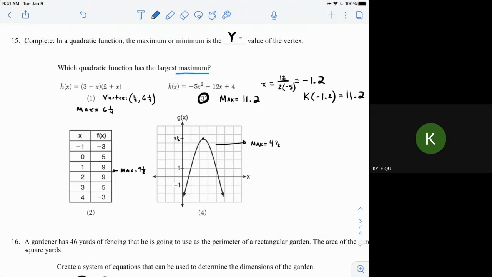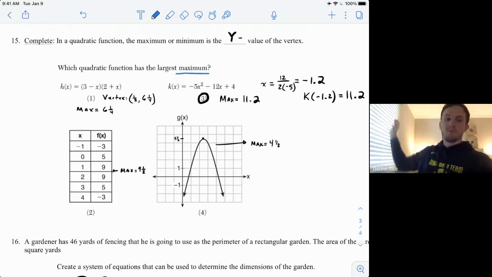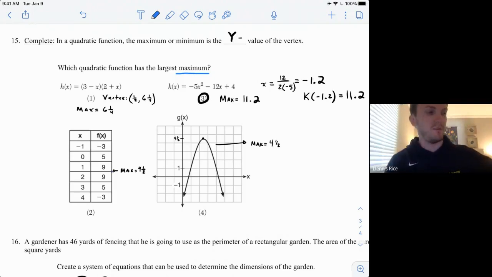Maximum is the highest y value in the quadratic, and minimum is the lowest. The vertex is always going to be a max or a min. It's a max if it's that sad face, and a min if it's that smiley face. So in this case, when they say largest maximum, they're saying the y value of the vertex.